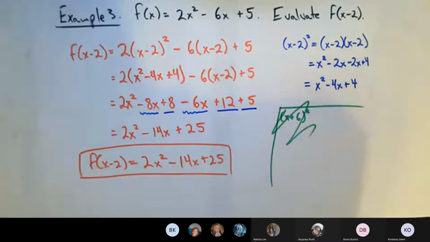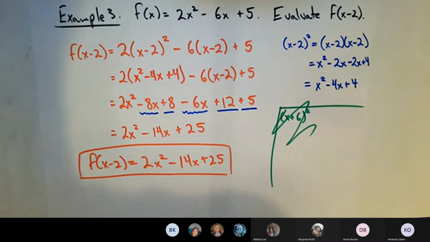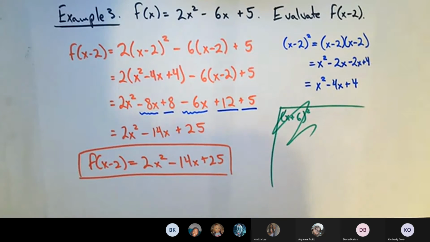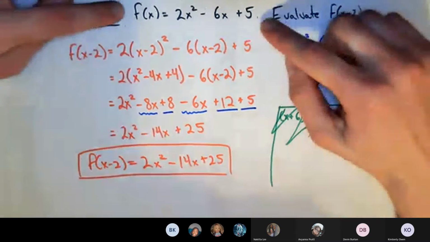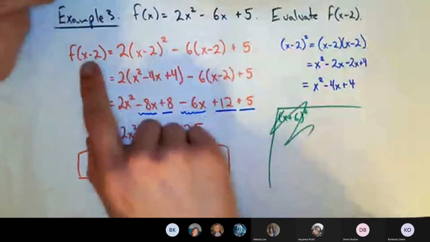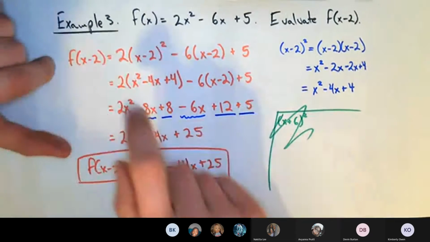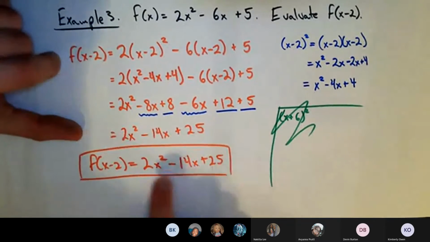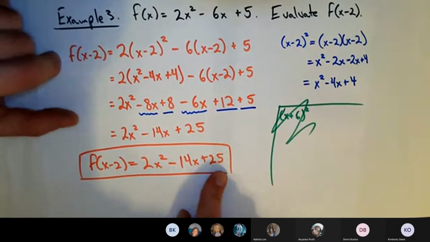So remember, just in case you're getting a little confused about what the final answer should look like, I'm not solving an equation, right? I'm not trying to solve for x or anything, right? I'm just taking a given function and plugging something into it, which means at the end, I should have some new function involving x's and other numbers.